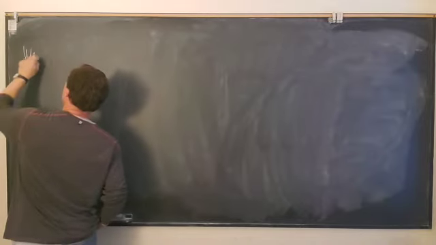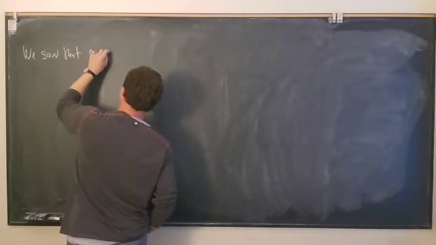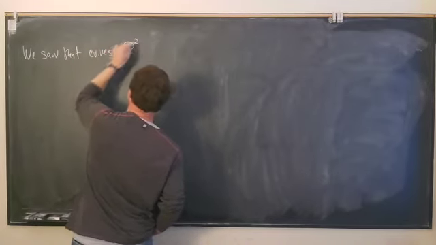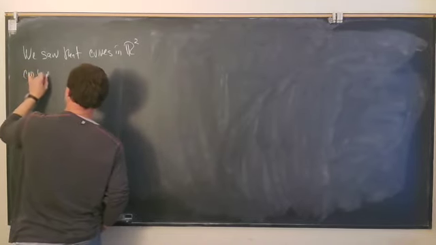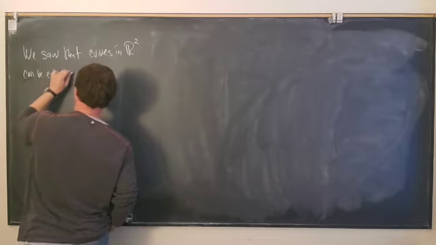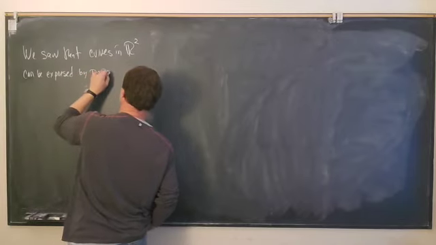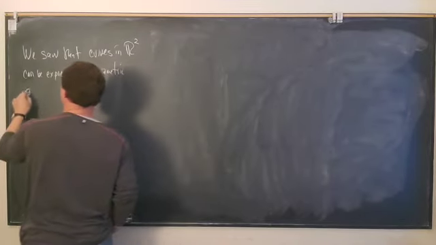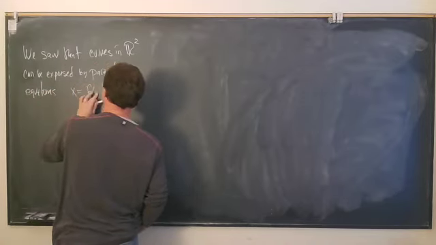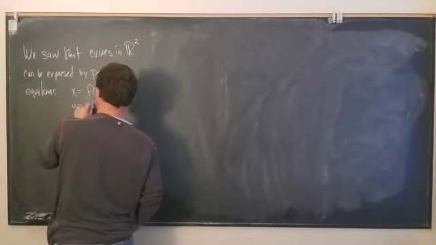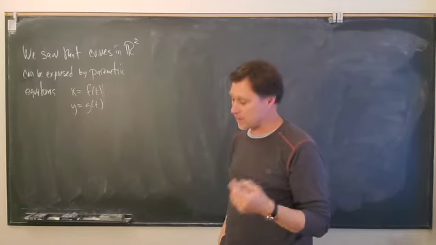Now, we saw that curves in R2 can be expressed by parametric equations. Right, so that's x equals f of t, y equals g of t. Maybe there's some bounds here, maybe t has to be between some numbers a and b, maybe it doesn't.